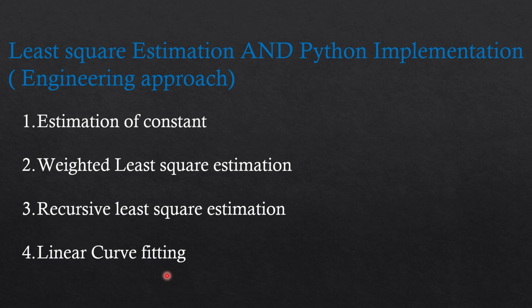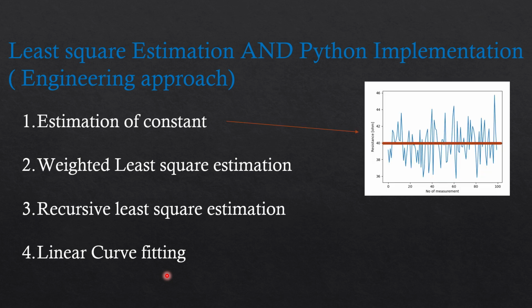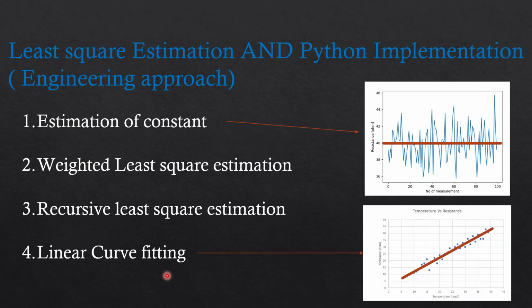In this video, I will talk about least square estimation and Python implementation for an engineering problem. There are many forms of least square estimation. I will talk you through the estimation of constant in this video, which is like if you have a measurement of a constant and you want to find what is the best value for that number. You can also hear about linear coefficient, which is trying to find the best coefficient for a linear problem.